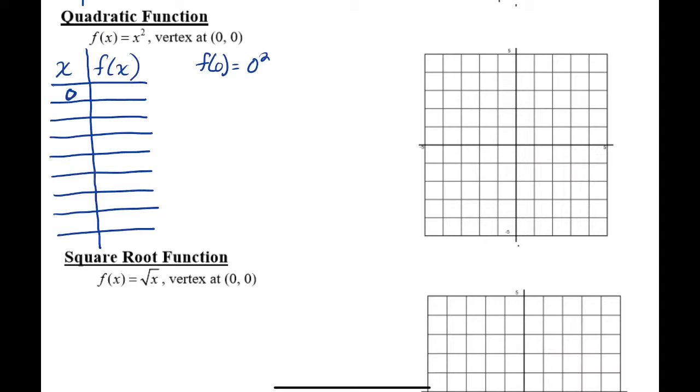so 0 squared, what is that going to be? Well, that's going to be 0. It's pretty easy. The function of 1, let's do that. Well, that's going to be 1 squared. Well, 1 squared is going to be 1. Let's say I do the function of negative 1. Now I'm going to put that in parentheses. So negative 1 squared is negative 1 times negative 1, which is also 1. Put in negative 1, you get out a positive 1. So I'm going to follow this general pattern here.